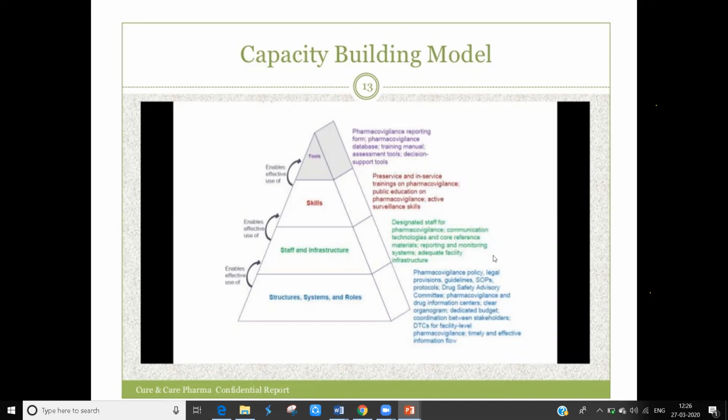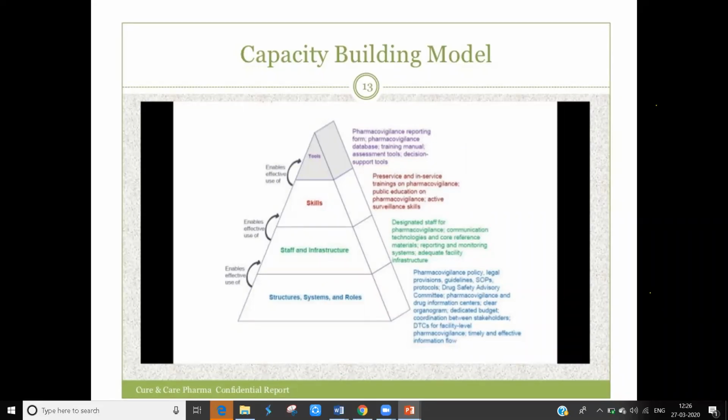Next is the staff and infrastructure. The staff and infrastructure enable effective use of skills. So there should be separate staff for pharmacovigilance, communication technologies, core reference materials, a reporting and monitoring system, and adequate facility infrastructure.